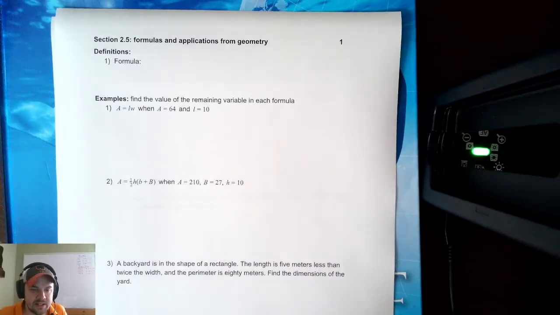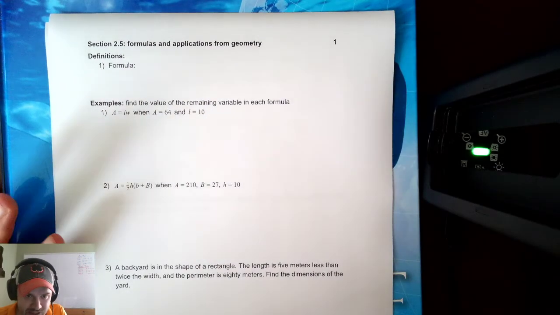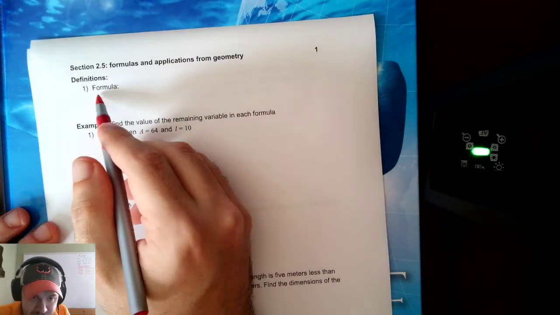Hello everyone, we're here today to talk about Math 100, section 2.5. And for this section, it deals with formulas and applications from geometry. So first, let's define what is a formula.